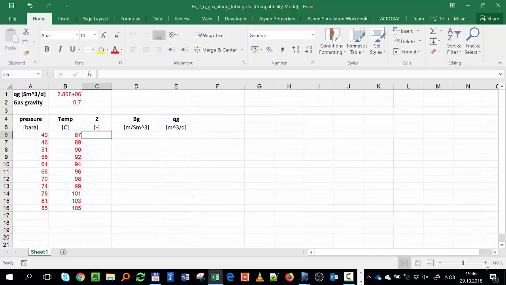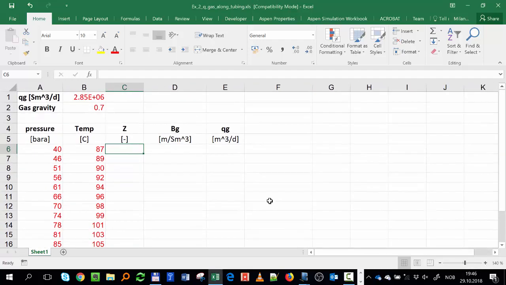Let me put it bigger. Okay? And we have the measurements that were made. In this case, the wellhead pressure was very low. Maybe it's very close to a separator. And then you have measurements at different depths. They're not provided here. And then the temperature.